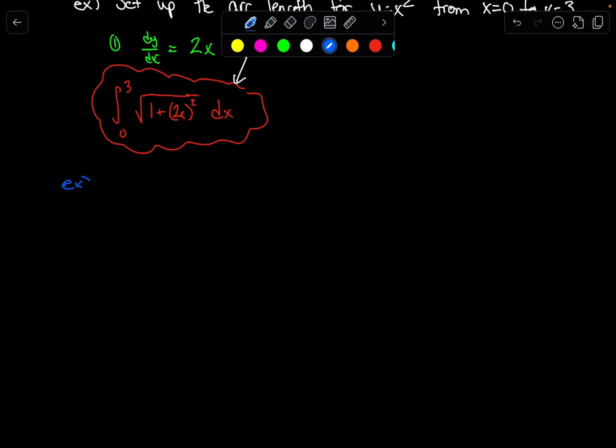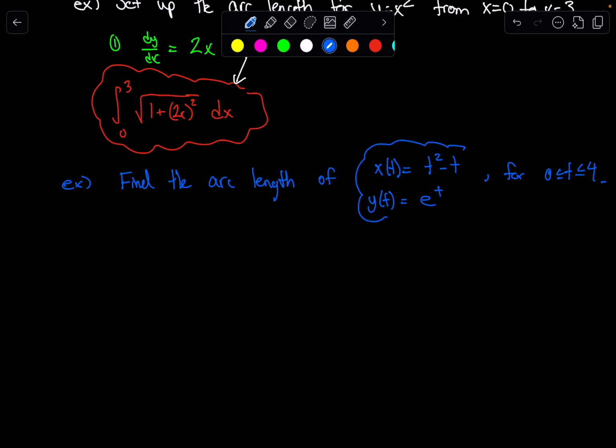So maybe one other sort of function you might see is, to find the arc length of the function given by x of t is equal to like t squared minus t, and y of t is equal to e to the t for t goes from like 0 to 4 or something like that, right? So this is a parameterized curve, right? It might look something like this from 0 to 4. We don't know what it looks like.